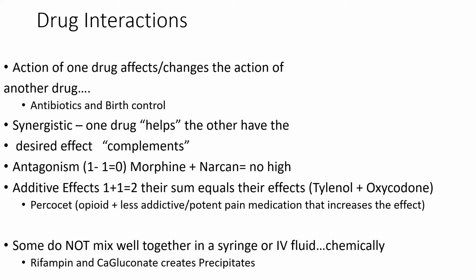Antagonism, I always talk about this one with morphine and Narcan. So I've taken morphine because, you know, I either want to get high or I just want to completely feel numb. And then the police come along and see me passed out in my car or whatever the scenario might be. I typically use that because the police carry Narcan in their cars. So they see me passed out in my car or whatever, and they hit me with Narcan. So now they've taken away my high. So that's an antagonistic effect, okay? That police officer is an antagonist.